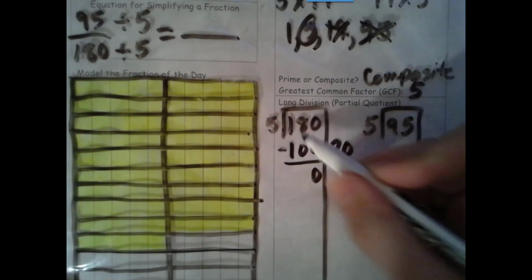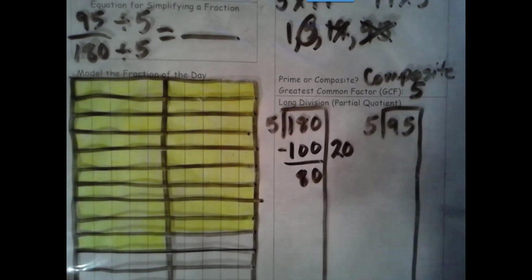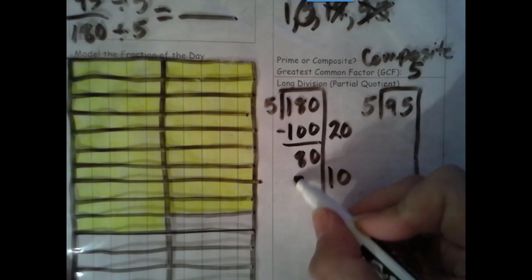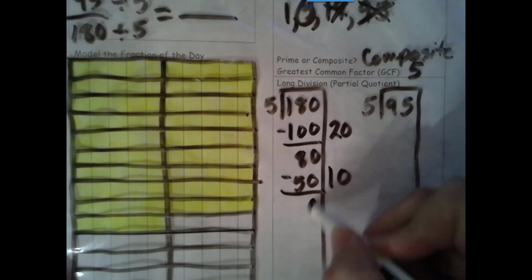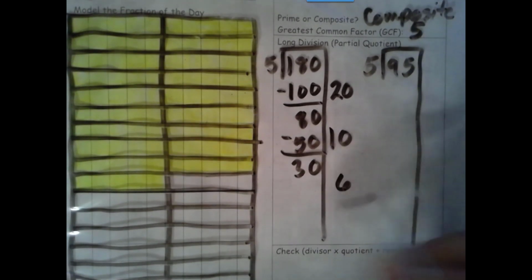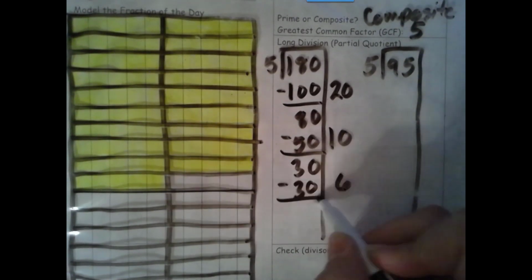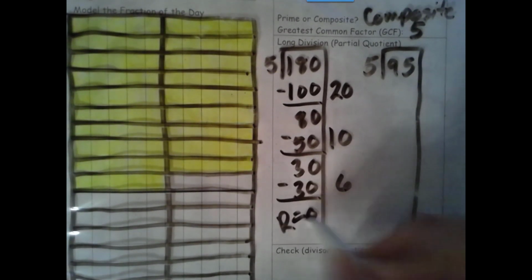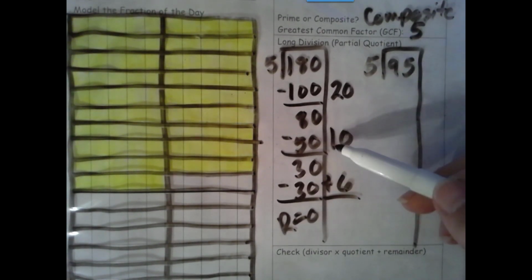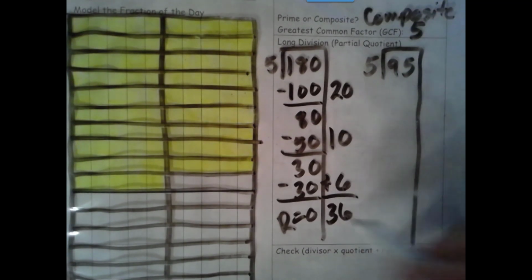Numbers the same, zeros a game, more on top, no need to stop. 10 times 5 is 50. Numbers the same, zeros a game, more on top, no need to stop. 6 times 5 is 30. Numbers the same, zeros a game. Add our partial quotients together. 20 plus 10 is 30, plus 6 is 36.